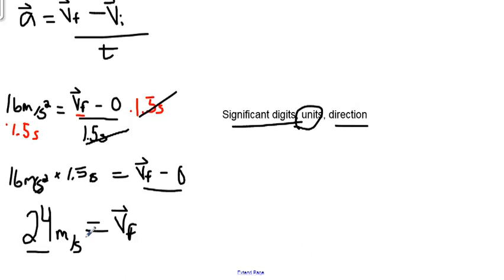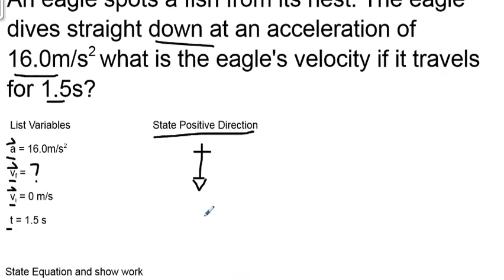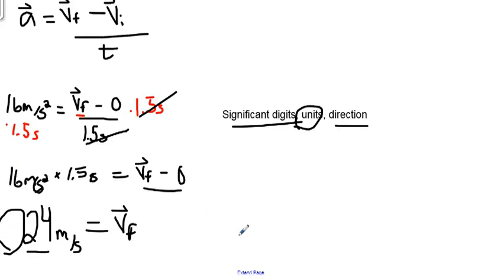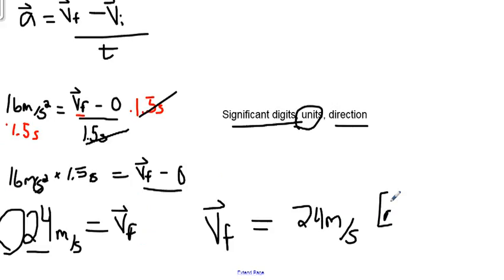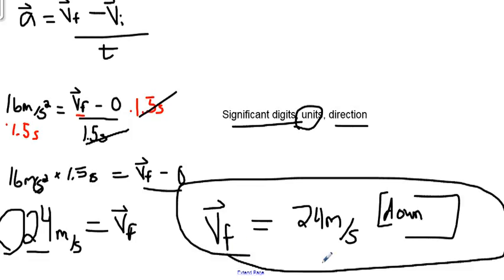The last thing we need to worry about is direction. Our final answer that we got is positive. The direction we picked as positive is down, so that means our final direction is downwards. We will state our final answer as VF is equal to 24 meters per second [down]. We always need to be specific when we state our final direction, which is why I have that in the square brackets and I'm specifically saying it's down.